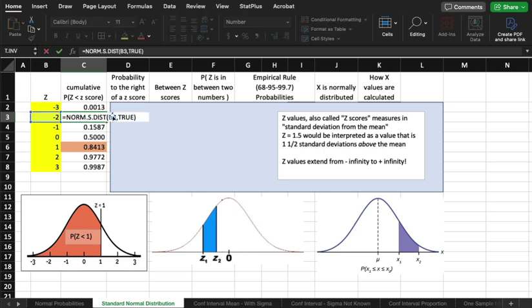So I filled it down, so you'll just see that the norm.s.dist function keeps appearing in all of these cells going down column C, and it's giving us the cumulative probability for the value that you see in column B there. So if you don't want to type those in individually, move your mouse down to the anchor in the lower right corner of cell C2 and just fill down.